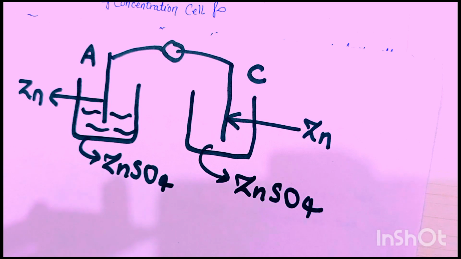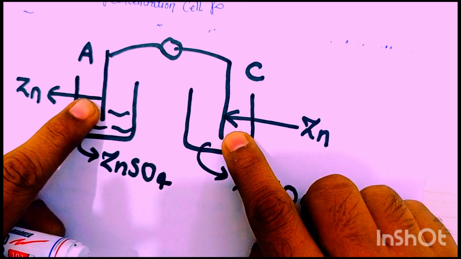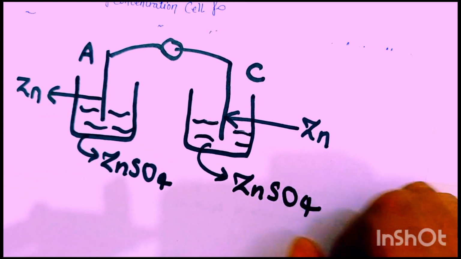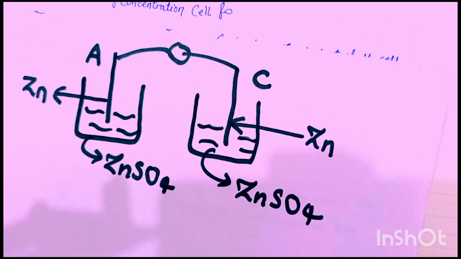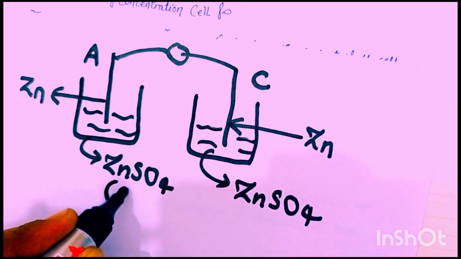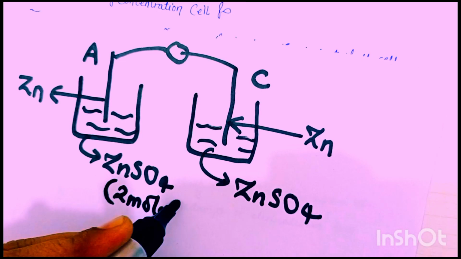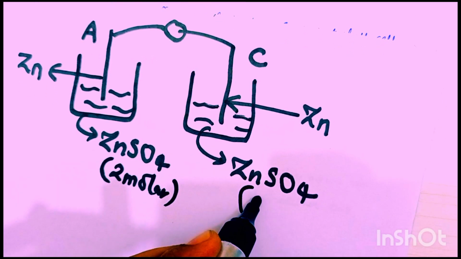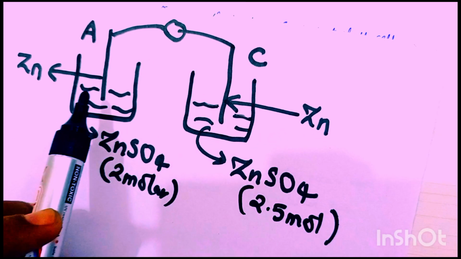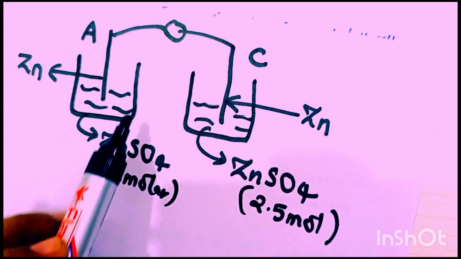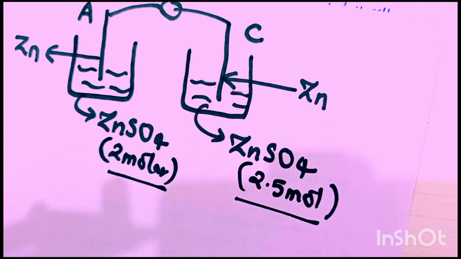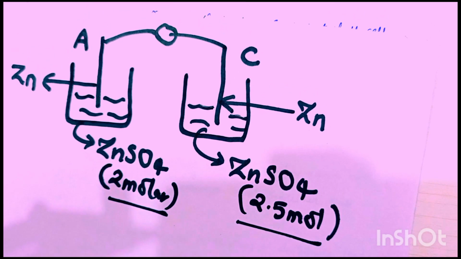This difference can be in the concentration of the electrodes as well as the concentration of the electrolytic solution. Majorly we will discuss the difference in the concentration of the electrolytic solution. Suppose this electrolytic solution is 2 molar and this one is about 2.5 molar. The electrode is of the same material and the electrolytic solution is of the same material, but the only difference is the concentration of the electrolytic solution. Hope you understand what the concentration cell is.